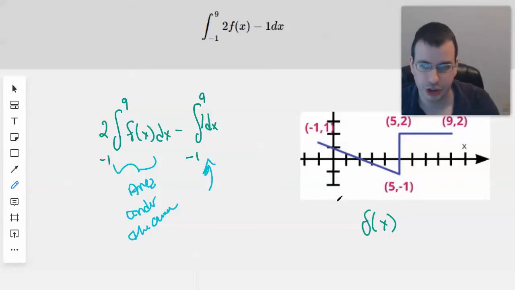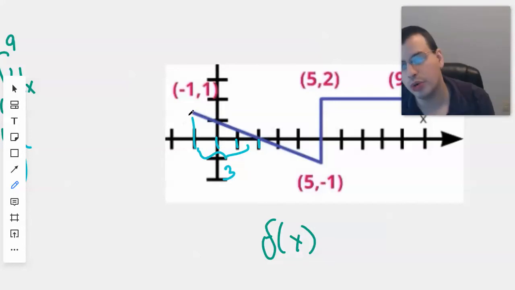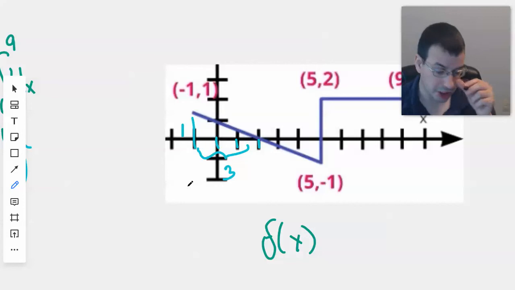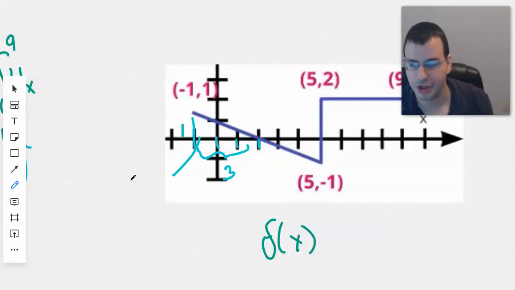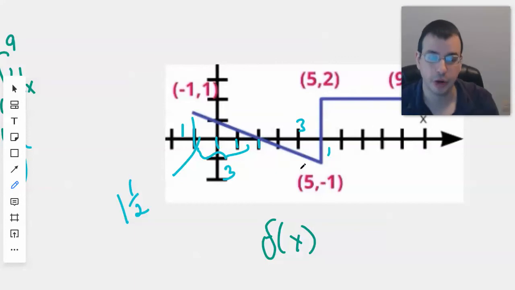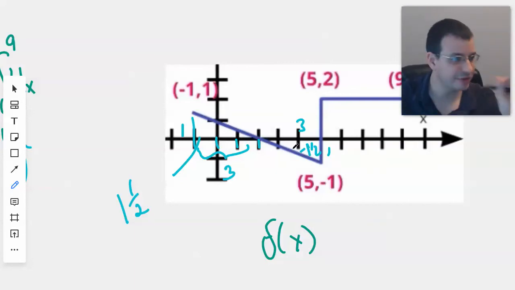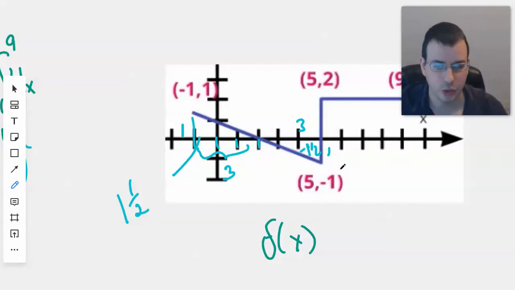So first thing we're going to do is find area under the curve. So 1, 2, 3. 3 times 1 is 3, divided by 2 is 1.5. Then 1, 2, 3, negative 1, which is 1, 3. Oh, that's 0. So then we have negative 1.5. Since we have positive 1.5 and negative 1.5, when they combine, we have nothing.